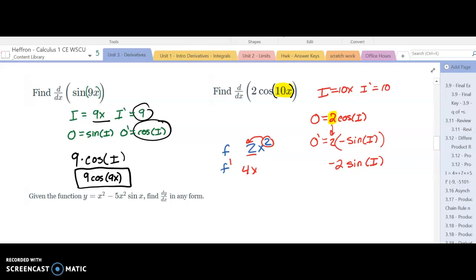So when I have a constant, I leave it there, but I don't do anything with it. I just multiply it times my derivative. Another way to think about it is I'm going to factor this 2 out: 2 times the derivative of cosine of 10x. So when I'm all done, I better multiply that by that 2. So we're going to multiply our O prime of negative 2 sine of I times our I prime of 10, and our answer will be negative 20 sine of I, again was that 10x.